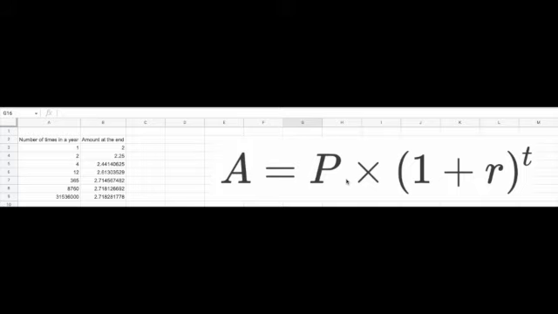Let's take a very simple use case. Let's say you put 1 rupee and the bank gives you 100% rate, which basically means r is 1, and it doubles it at the end of the year. So the time period is 1. When you put this into the formula, you will see that A equals 1 into (1 plus 1) to the power of 1. And that becomes basically 2 rupees at the end of the year.